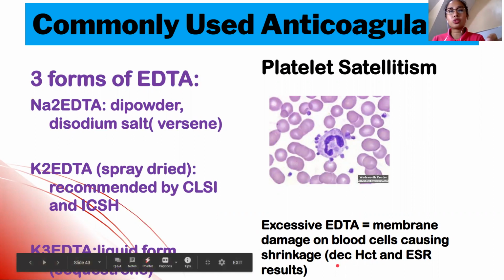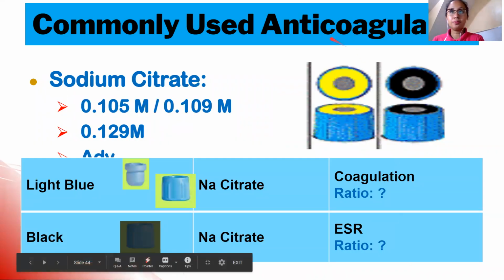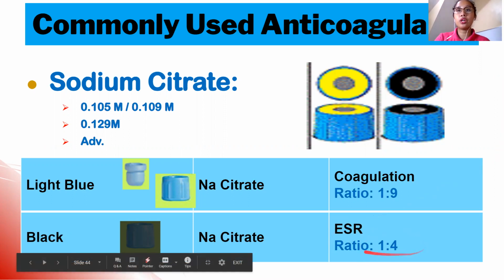So, pag excess yung EDTA at short draw ka lang, so ang effect niya is it will decrease your hematocrit count, your blood volume, yan, your red blood cell, packed cell volume, hematocrit or packed cell volume, and ESR results, erythrocyte sedimentation rate. Next class is your sodium citrate. Yan. So guys, your sodium citrate, we have light blue and black. Yan. So when you will find a black tube, the anticoagulant there is sodium citrate. Class, black tubes are used for erythrocyte sedimentation rate. So class, the ratio for the blood to anticoagulant is 1:4. So every 1 part of blood, so 4 parts of sodium citrate.